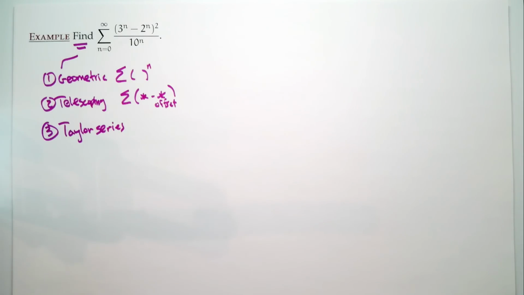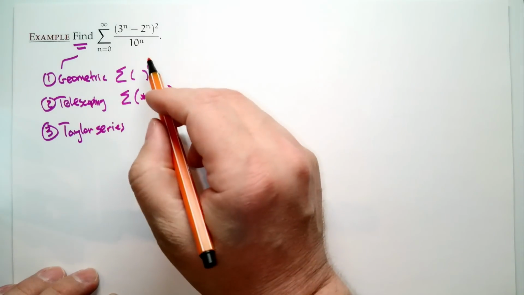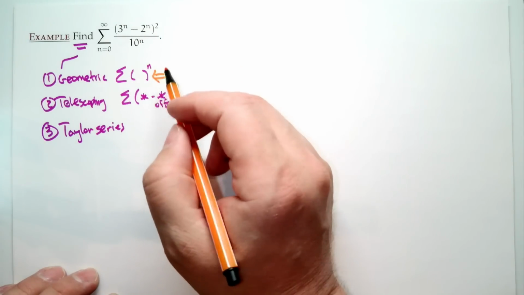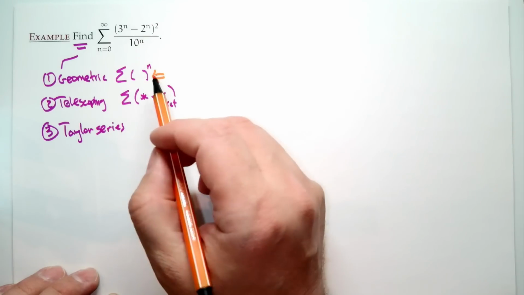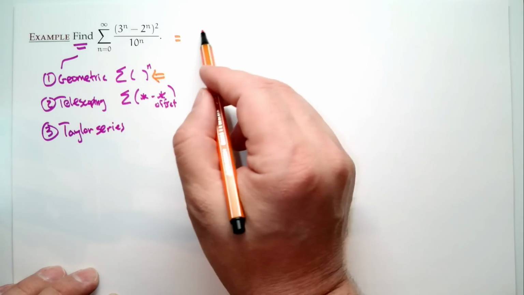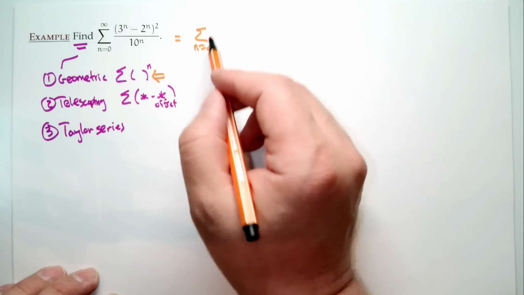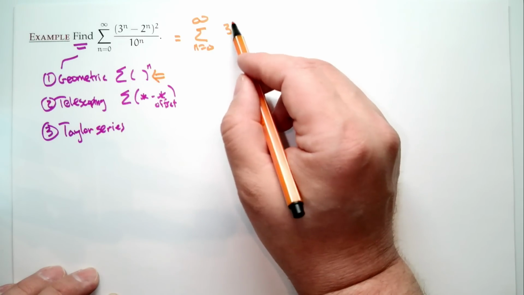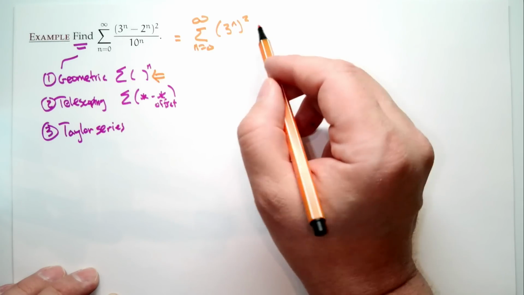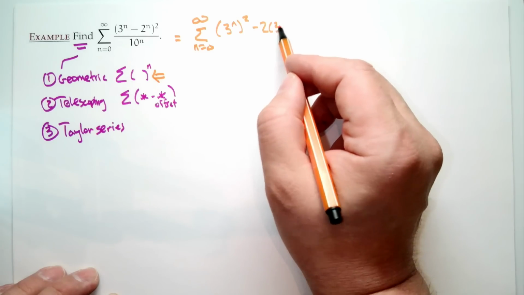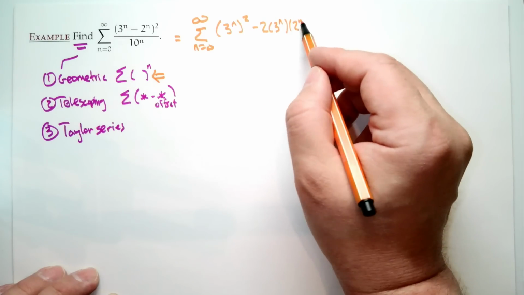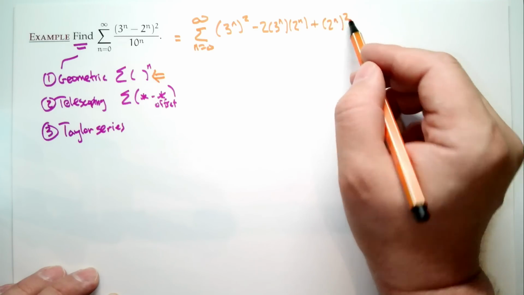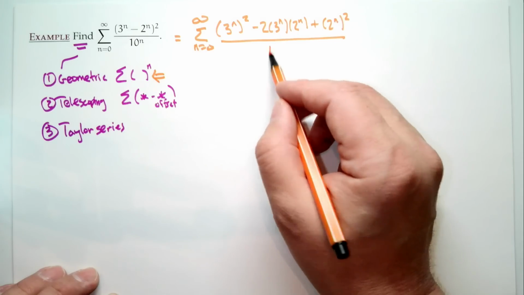Now in our case, we're basically drawn to the fact that we see lots of n's, so it's probably going to be geometric. Now I say probably because it's not geometric yet. But what can we do? Well, we can expand the numerator. So this would be (3 to the n) quantity squared minus 2 times 3 to the n times 2 to the n, and then plus (2 to the n) quantity squared, divided by 10 to the n.